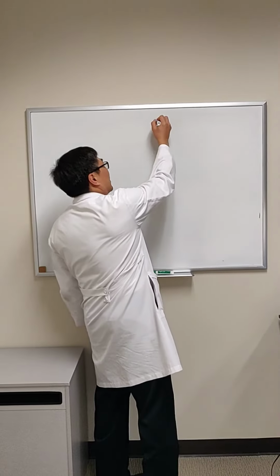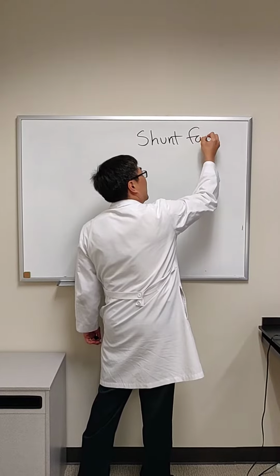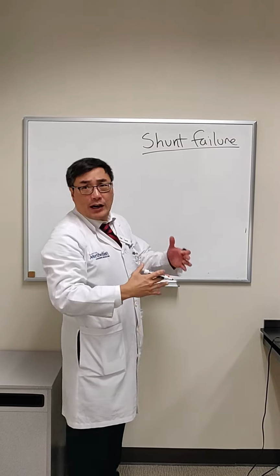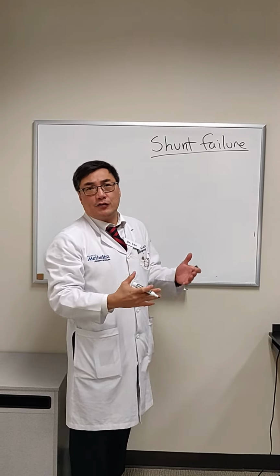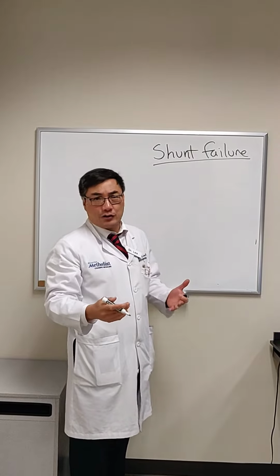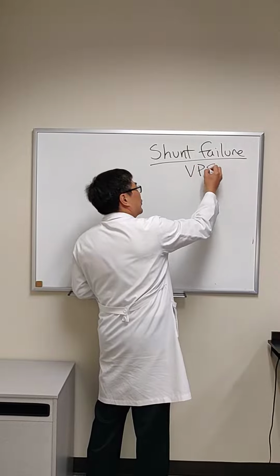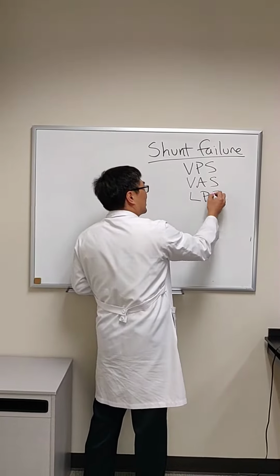So today we're going to be talking about the ophthalmologic manifestations of shunt failure, and it can either be a shunt that's placed in a kid for hydrocephalus or a shunt that's placed in an adult either for hydrocephalus or for idiopathic intracranial hypertension, IIH, also known as pseudotumor cerebri. Shunts come in different flavors: ventriculoperitoneal shunt, ventriculoatrial shunt, lumboperitoneal shunt.